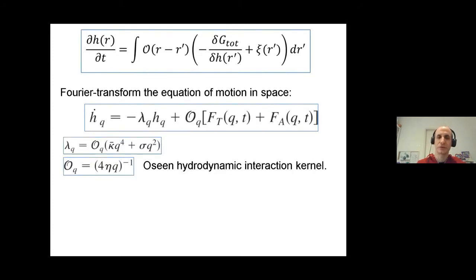So again, this is the equation of motion. We can Fourier transform it into a simpler form, and the Fourier transform of this hydrodynamic interaction is now written in terms of this inverse of the wave vector Q and eta, which is the viscosity, and it's called the Oseen hydrodynamic interaction kernel. That's the name given for it. And you can see that now explicitly we can write the forces as being thermal forces, active forces, and any other forces that we want to add that act on the membrane. And now the treatment is in terms of the modes, which are enumerated by the wave vector Q, which, to remind you, is just 2 pi over the wavelength.